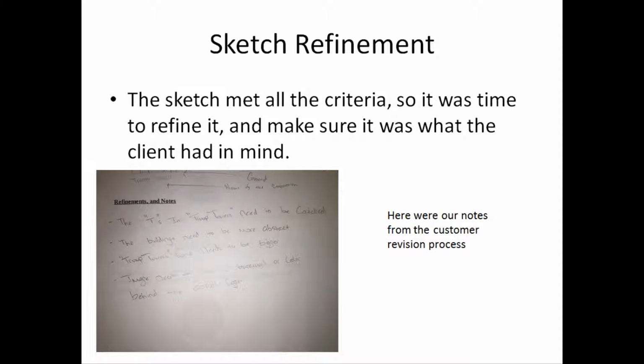The T's in Trump Tower need to be capitalized. The buildings need to be more abstract. Trump Tower's font needs to be a bit bigger. And the image has to have a background or color behind it to give the logo an actual pop to make it stand out a bit more.